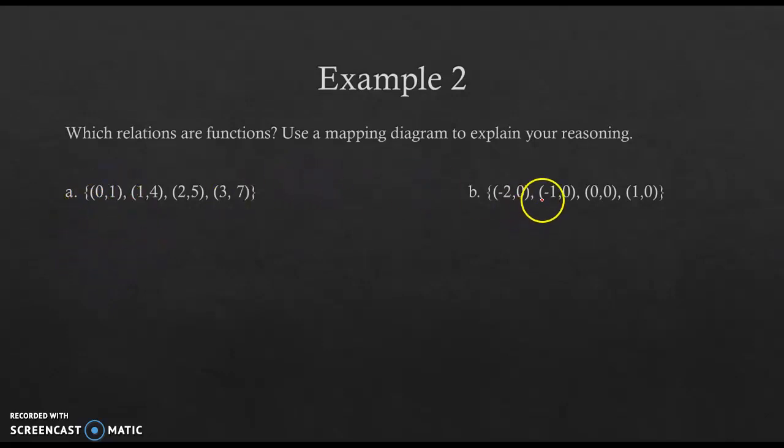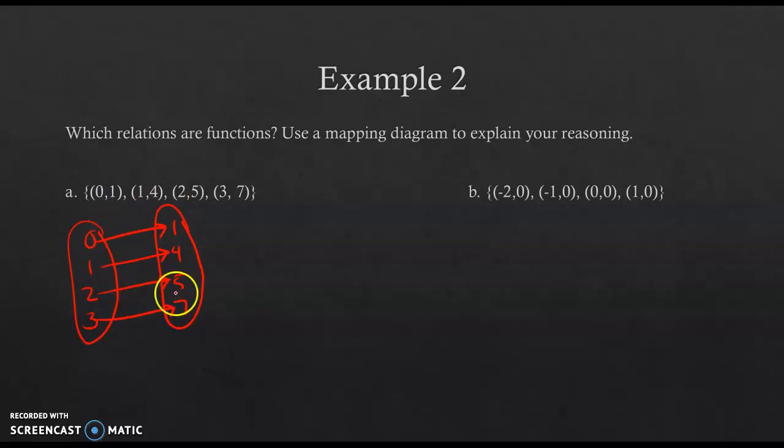So if I'm just looking at coordinate points, I just want to make sure that my x values never repeat in those coordinate points. But really what this is asking is it is wanting us to go ahead and create our mapping. So 0, 1, 2, 3 for this one, for our x's, and 1, 4, 5, 7 for our y's. And 0 goes to 1, 1 to 4, 2 to 5, and 3 to 7. So because our x's only map to one y, this is a function.